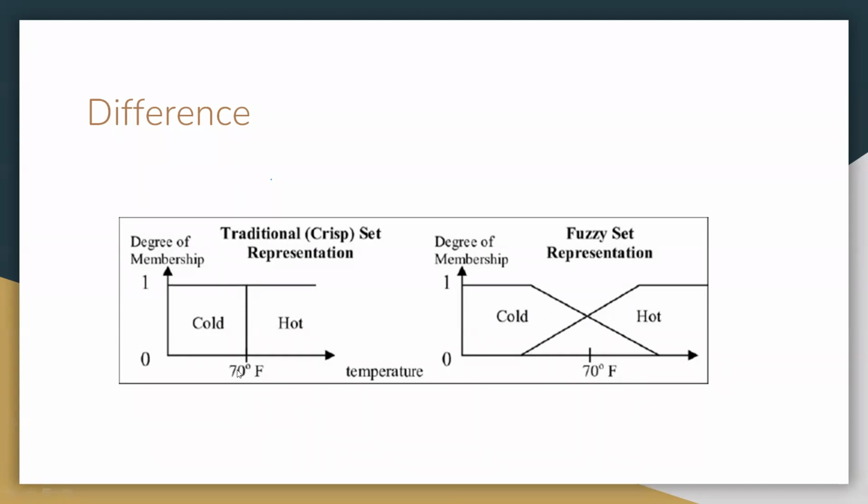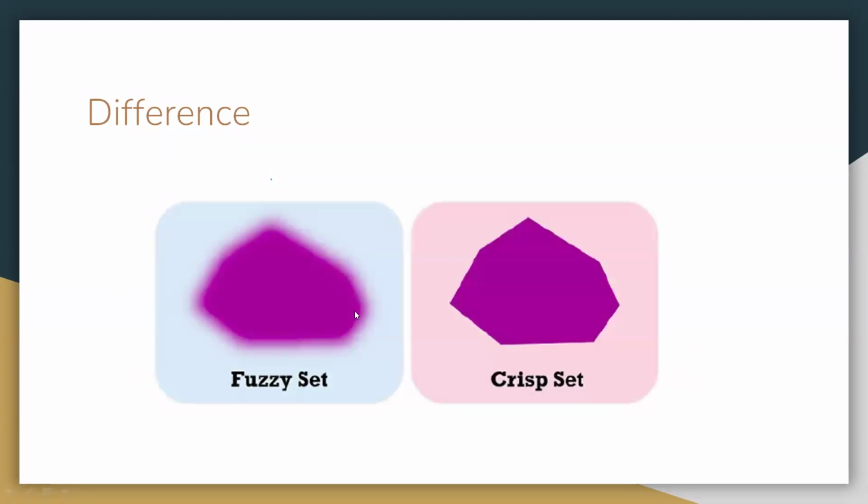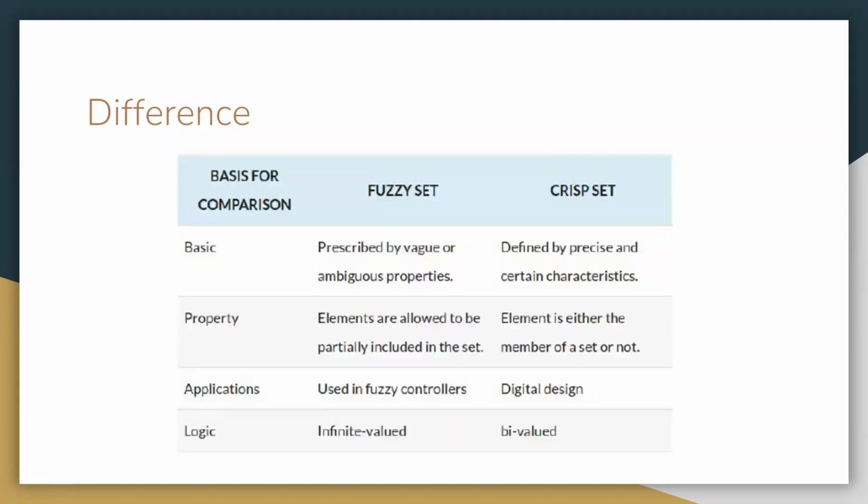Okay, next. This is another difference showing the boundaries of a crisp set and of a fuzzy set. A general comparison which shows the difference between fuzzy set and crisp set. You can get even better points than this.